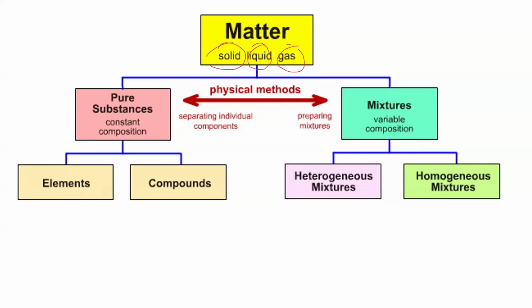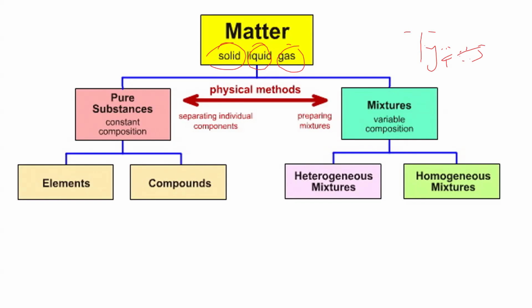And this matter is of two types. We have pure substances and we have mixtures. So pure substances and mixtures are the two types of matter. And one can change to another through a physical method.